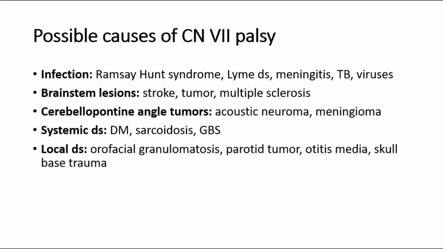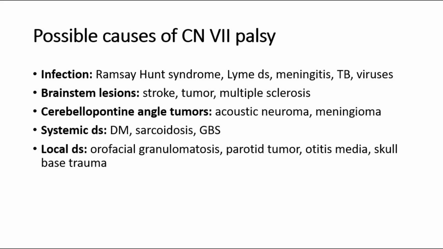These are some of the other possible causes of facial nerve palsy. Besides idiopathic, where there is an unknown cause, we should also think of these causes, especially if there are rashes or bilateral symptoms, any upper motor neuron signs, involvement of other cranial nerves, or even limb weakness. It can be due to infection, such as in Ramsay-Hunt syndrome, which I will explain more in the next video, Lyme disease, meningitis, tuberculosis, or viruses such as HIV or polio.